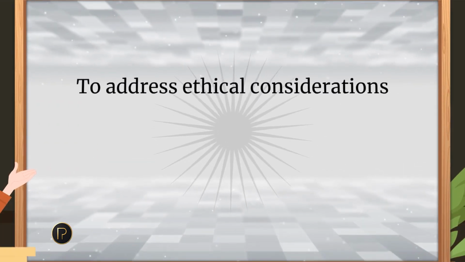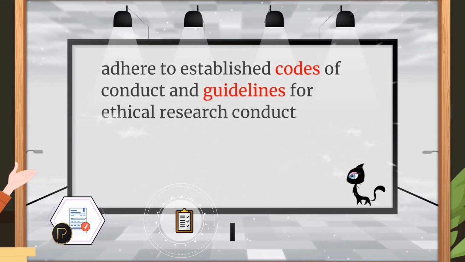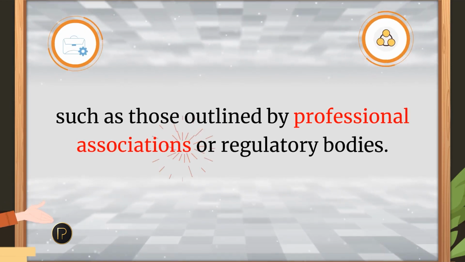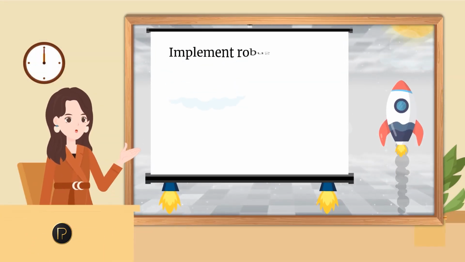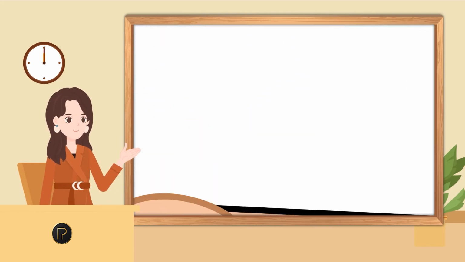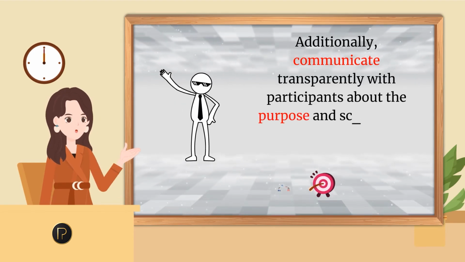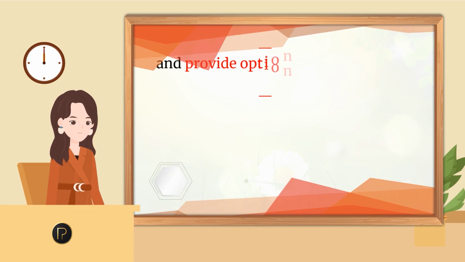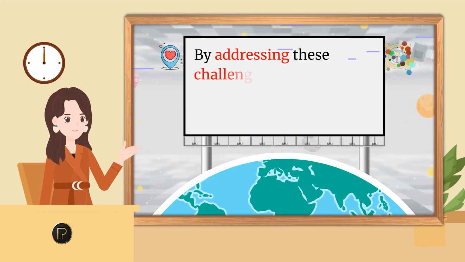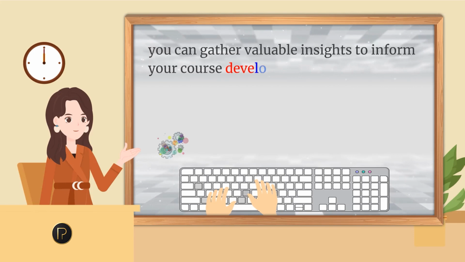To address ethical considerations, adhere to established codes of conduct and guidelines for ethical research conduct, such as those outlined by professional associations or regulatory bodies. Implement robust data security measures to safeguard respondent confidentiality and privacy. Additionally, communicate transparently with participants about the purpose and scope of the research, and provide options for opting out or withdrawing consent as needed. By addressing these challenges proactively, you can gather valuable insights to inform your course development strategy and maximize its impact.